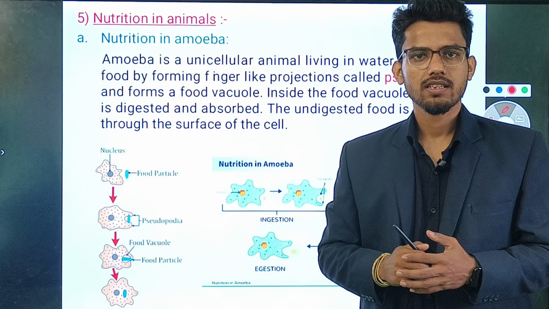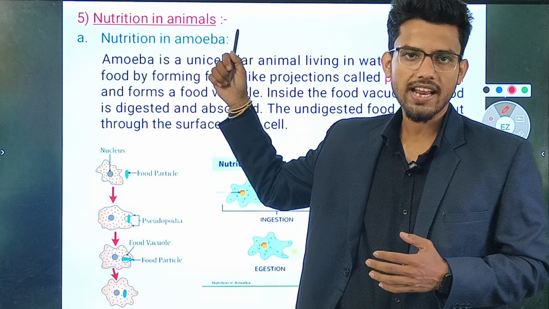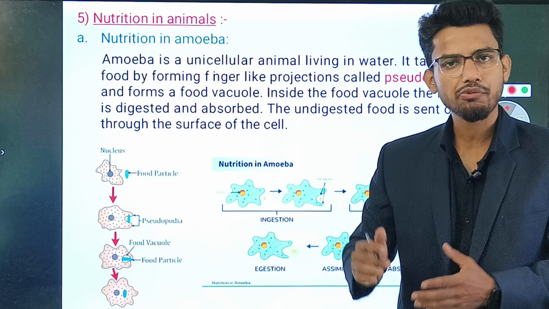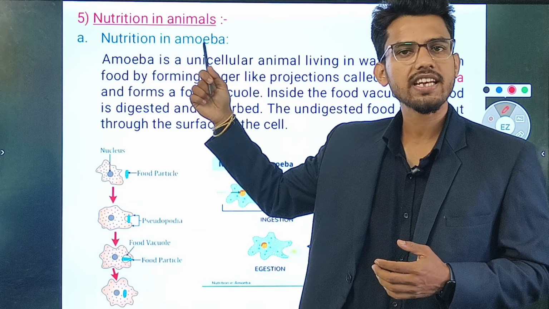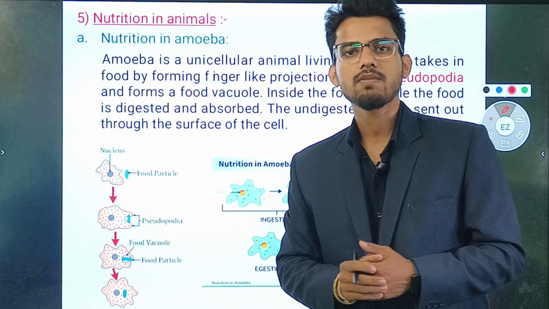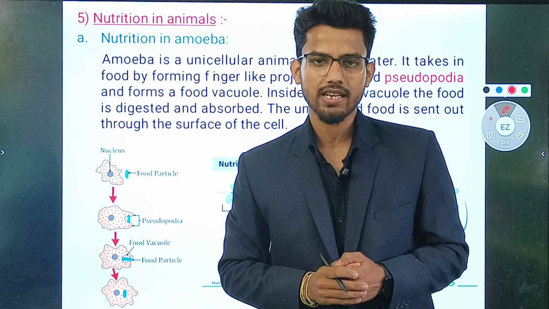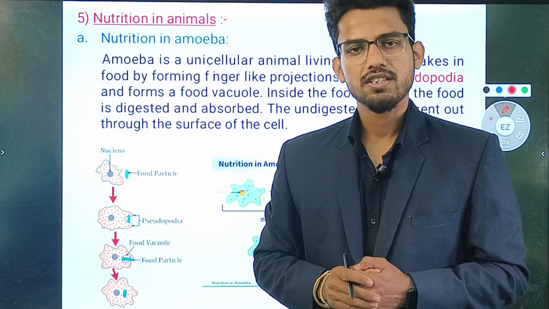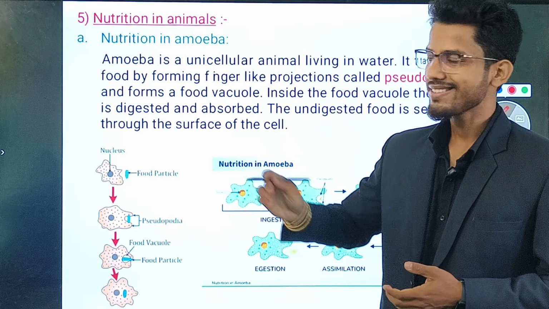So let's start the next part of our chapter, that is nutrition in animals. As we can see, in the nutrition of animals, we will be learning about the nutrition in amoeba, which is a unicellular organism, and again in the multicellular organism, we will be studying about the nutrition in the human digestive system. So let's start with the nutrition in amoeba.